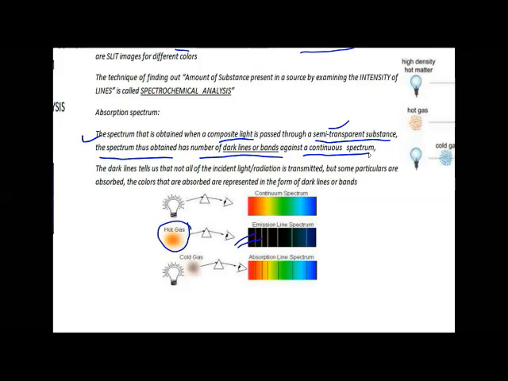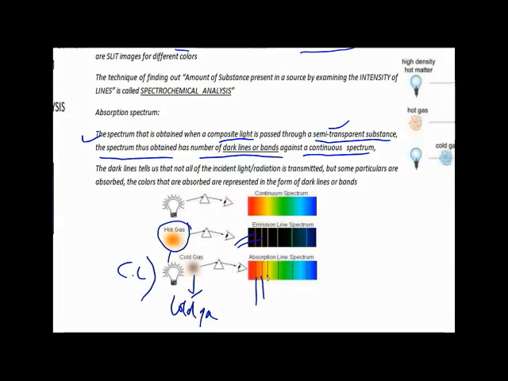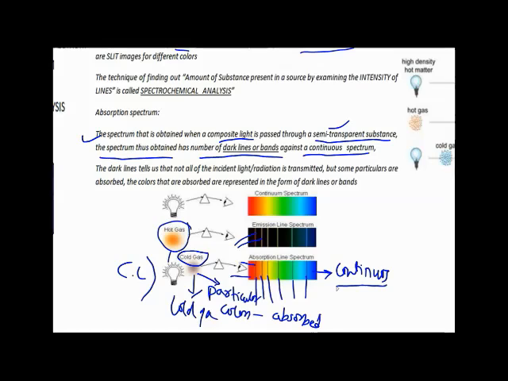Now, when a composite light is made to pass through a semi-transparent substance, say a cold gas, you can see a spectrum over here. The spectrum you get will have dark lines. The transmitted light lacks particular colors or bands. These bands represent that some of the colors were absorbed by this cold gas or semi-transparent substance. So those colors will not be present in the continuous spectrum.